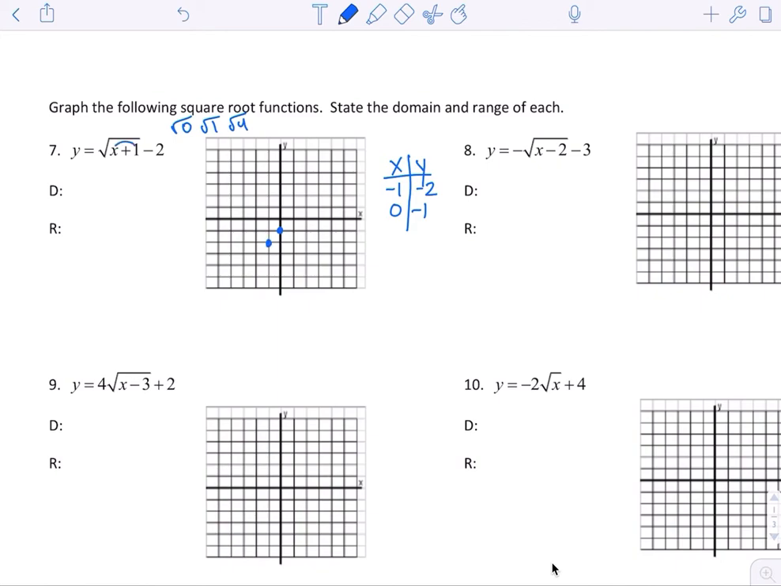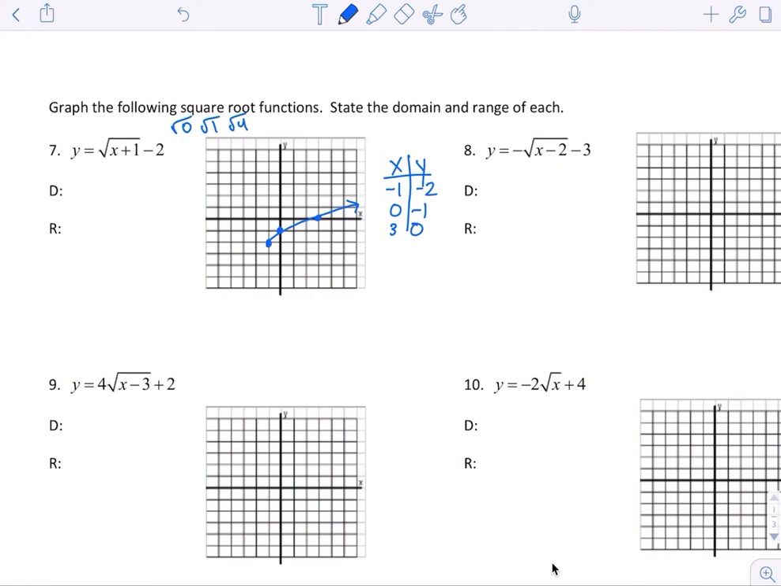To get this to be a 4, we would just have to substitute in 3. So 3 plus 1, you guys, is 4. Square root of 4 is 2. 2 minus 2, 0. There's your guys' graph.